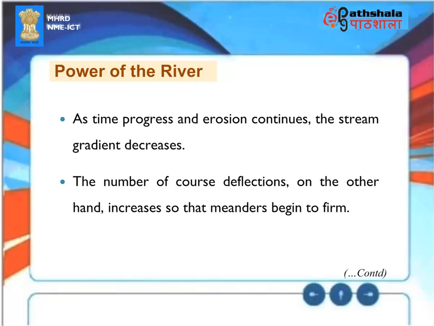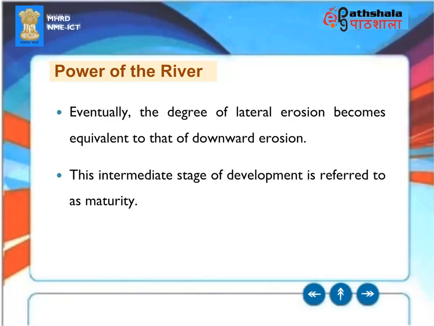The number of course deflections, on the other hand, increases so that meanders begin to form. Eventually, the degree of lateral erosion becomes equivalent to that of downward erosion. This intermediate stage of development is referred to as maturity.